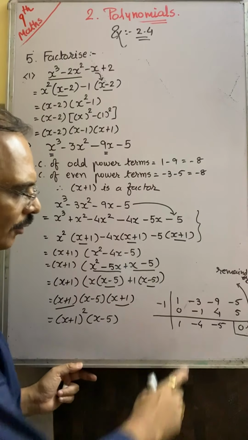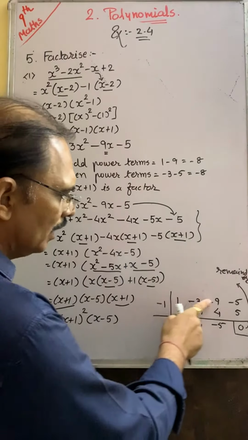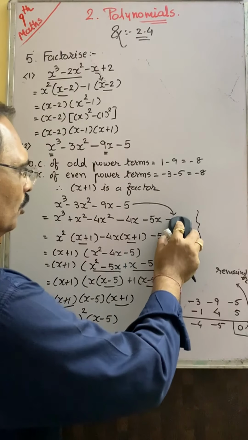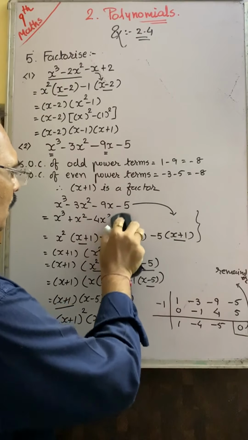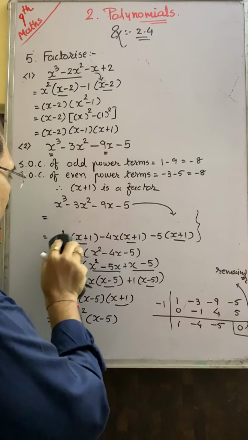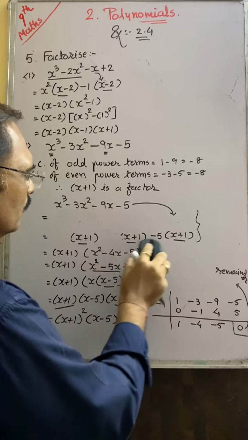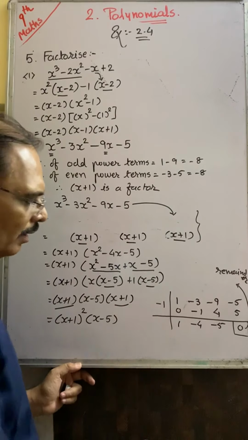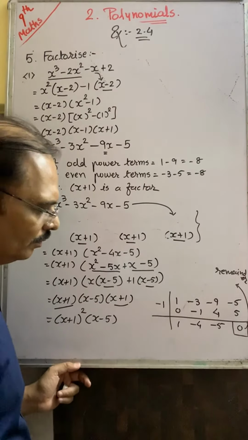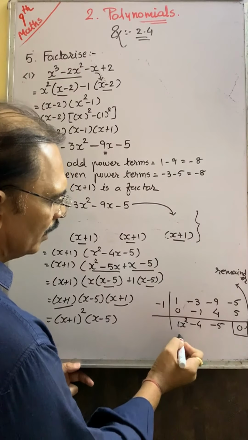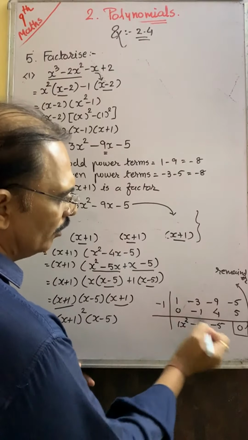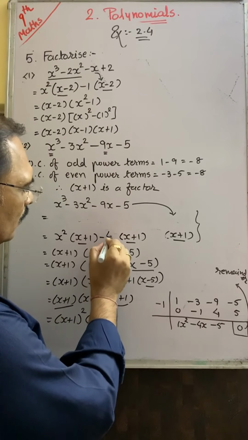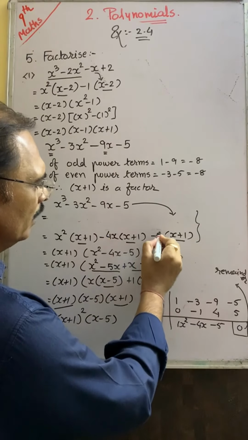Now this 1, minus 4 and minus 5 are the coefficients, because here we select these as the coefficients. So, see, suppose you don't understand how to write this middle term. Okay? Now see, the highest power is 3, x cube. So write here 1 x square, 1 less power, then power 1, and then power 0, which means the constant. So 1 x square, minus 4x, minus 5.